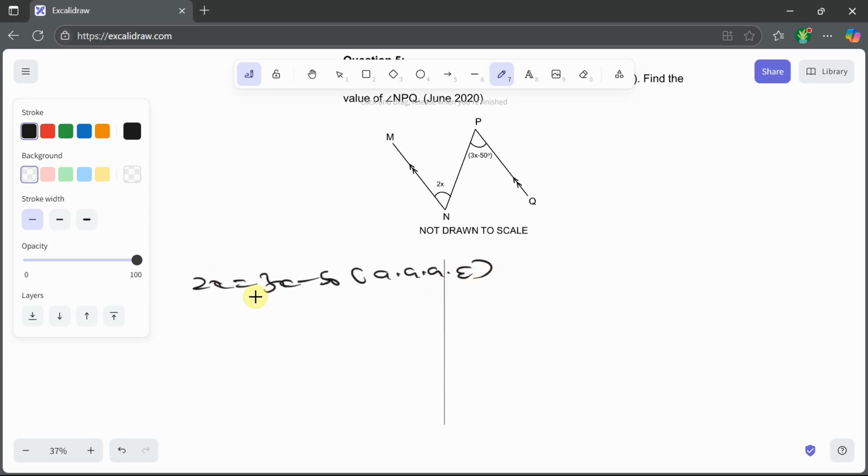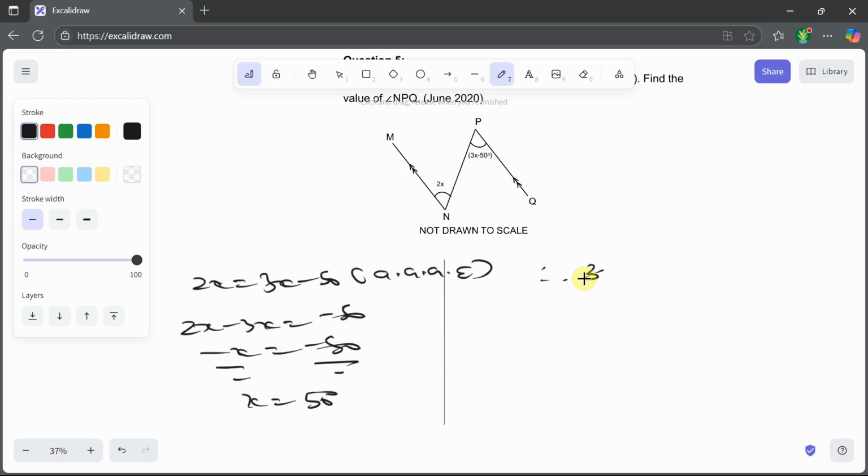So let's collect terms. So I say 2x minus 3x is equal to minus 50. Minus x is equal to minus 50, divide both sides by minus. My x is equal to 50 degrees. But is that what the question said we should find? No. The question said we should find the value of NPQ. So we could say therefore 3x minus 50 will be equal to 3 open brackets 50 minus 50, and that will give you 150 minus 50, which will give you 100 degrees. So the value of NPQ is actually 100 degrees.